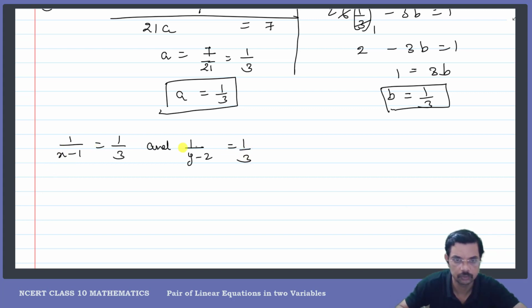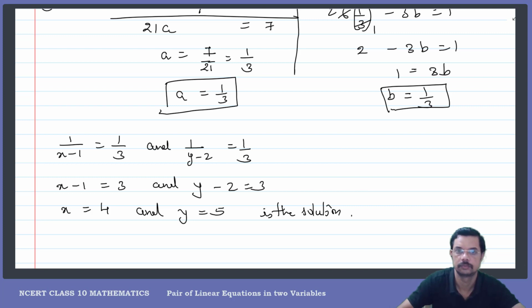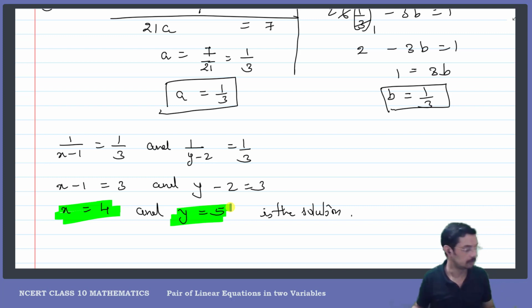Now from this you get the equations x minus 1 equal to 3 and y minus 2 equal to 3. Again simplify a bit. So x will be equal to 3 plus 1, which is equal to 4, and y will be equal to 3 plus 2, that is equal to 5. This is the solution. I hope things are clear to you. x equal to 4 and y equal to 5 will be your answer. Is that clear? Yes.